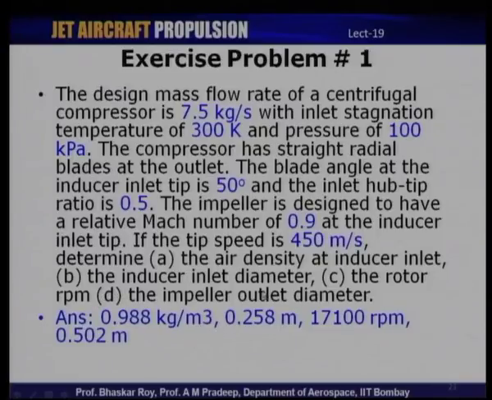The second part is inducer inlet diameter, that would come out to be 0.258 meters. Then the rotor RPM would be 17,100 RPM, and the impeller outlet diameter, that is 0.502 meters. So, this problem I am sure you will be able to solve, because we already solved a problem on these lines. The second one that we have solved was very similar to this.